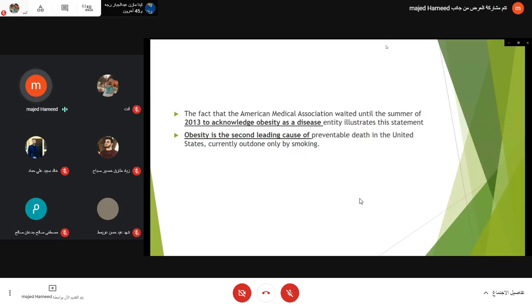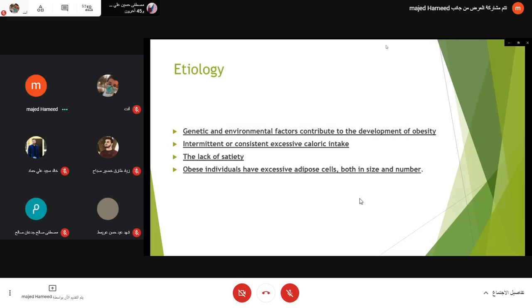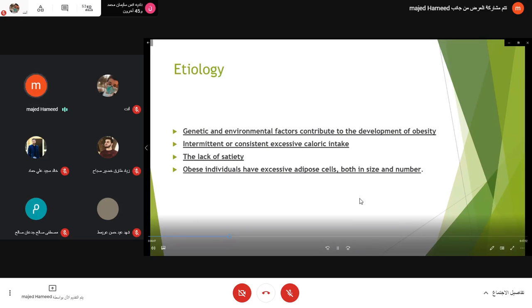The American Medical Association waited until the summer of 2013 to acknowledge obesity as a disease. Obesity is the second leading cause of preventable death in the United States. Etiology: genetic and environmental factors contribute to the development of obesity, including intermittent or consistent excessive caloric intake and the lack of satiety.